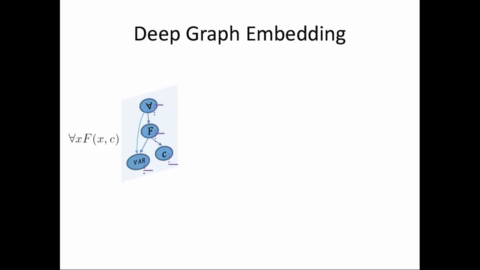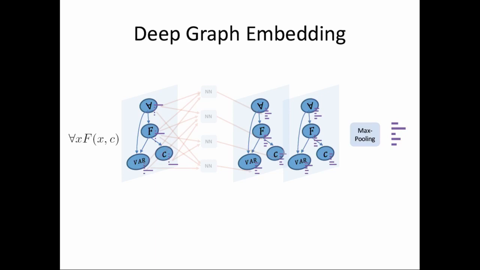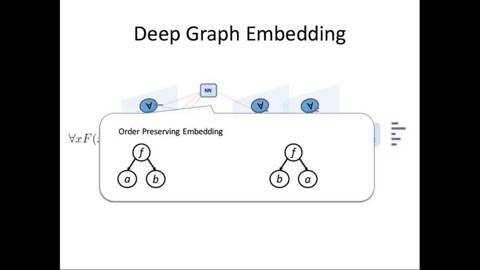Given the graph, we now embed it into a vector. We assign each node an initial embedding based on its token, and we use a small neural network to update the embedding of each node based on its neighbors. We iterate multiple times to encode bigger graph structures. At the end, we max-pool all node embeddings to obtain a single embedding for the full graph. An important detail is that our embeddings are sensitive to the ordering of function arguments. For example, in our method, f of a and b and f of b and a can have different embeddings. Please refer to our paper and poster for more details.